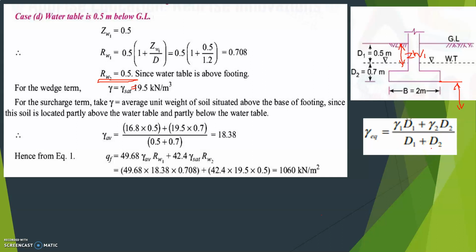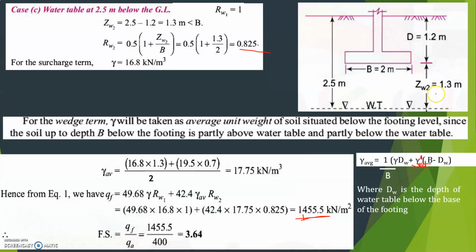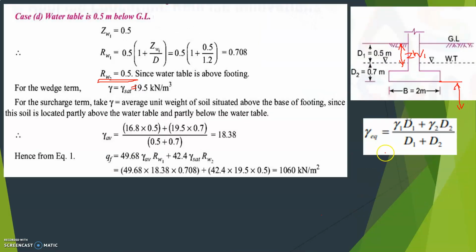You understand, no, the difference between the previous problem and this problem. In the previous problem, the water table is here, below the foundation level. So you can calculate gamma average using this formula. But if the water table is located in between this point, between the foundation and ground level, then you have to calculate gamma average using this formula.